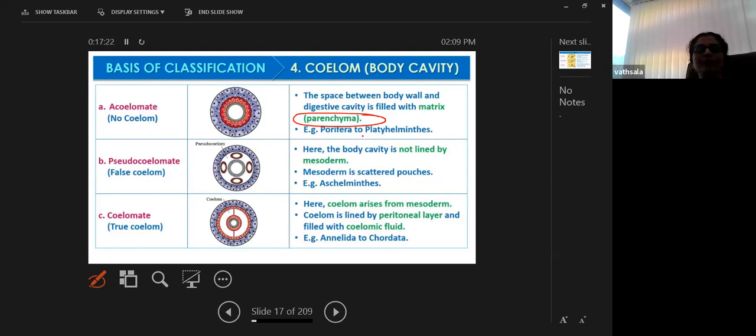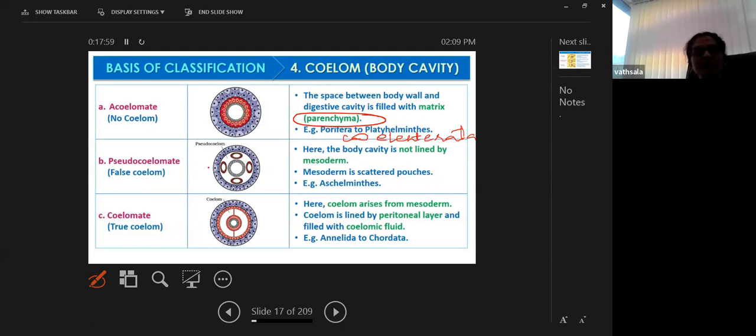Don't write two. Write all the three. Porifera, coelenterata, and platyhelminthes. All the three are acoelomates. That means they do not have any coelom. Why? Because no body cavity. Why? Because the space is simply filled with a loosely arranged tissue called parenchyma.